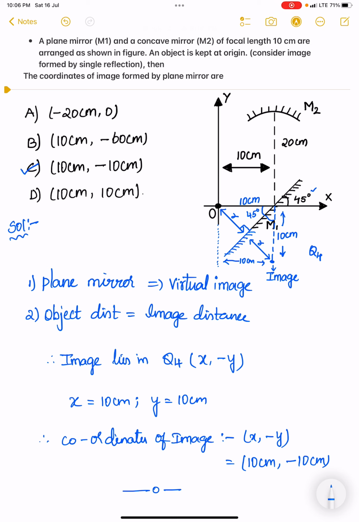Hope everyone understood. Please watch the next video for the next arrangement of the same problem, where we will calculate the image formed by the concave mirror.